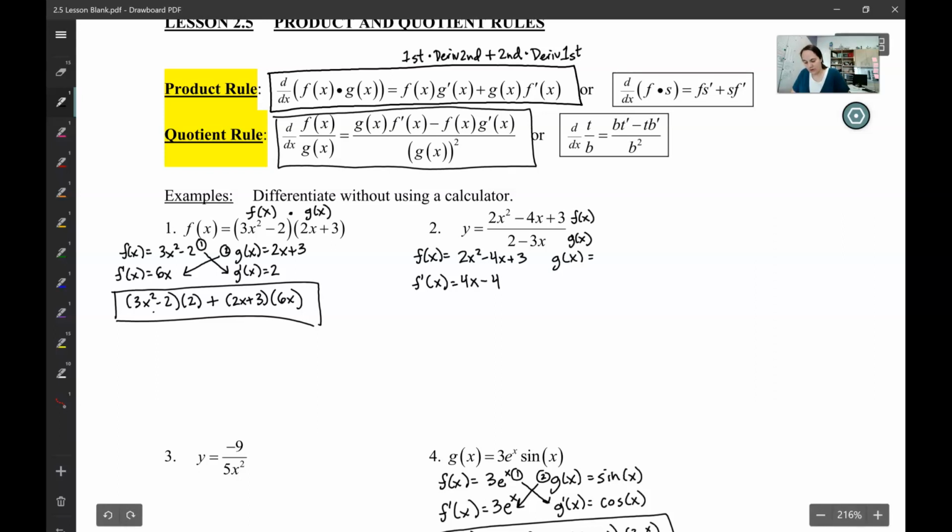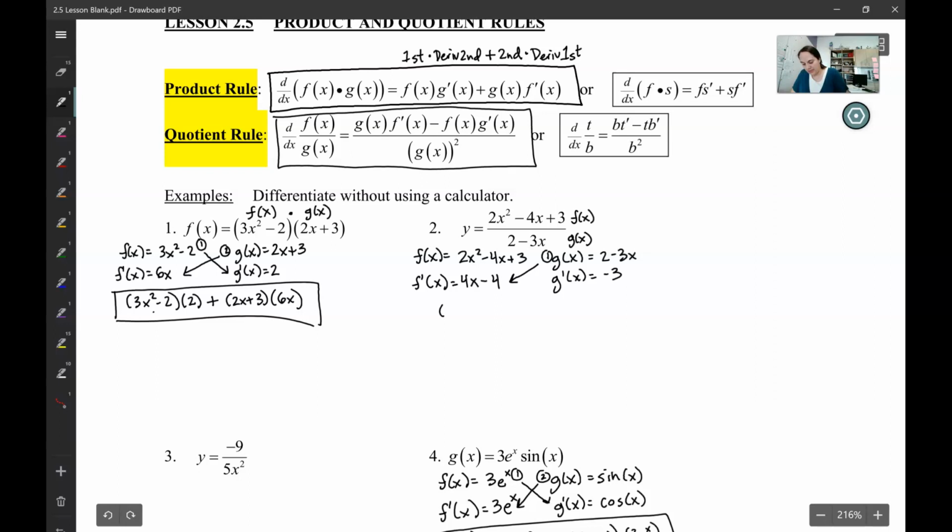Now do the same for g of x, 2 minus 3x. So g prime of x, the derivative of 2 is 0. The derivative of negative 3x would be negative 3. And now I do my pattern, except this one's a little different. This pattern starts with g of x.